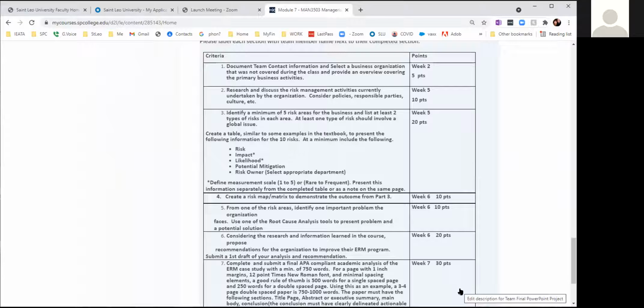Professor, can you repeat that one more time? You said that you want us to do a risk assessment for the entire company, but then focus on only one. Right, exactly. So when you get down to the risk map and matrix, you're going to do that for all areas. But to do a root cause analysis, you only need to look at one area, and then what recommendations you make to improve the enterprise resource management program.